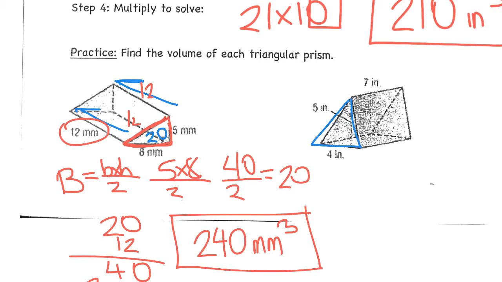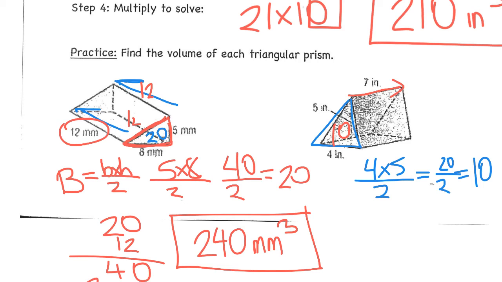Now I'm going to go ahead and do it. I hope you paused it and tried to do it on your own. So I have 4 times 5 divided by 2, because that's going to get me my triangle. 4 times 5 is 20 divided by 2. 20 divided by 2 is 10. So my triangle, just my base over here, is 10, and I still have to multiply it by the height.